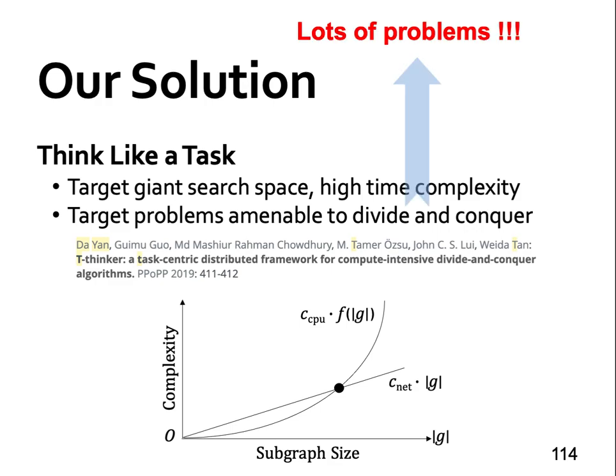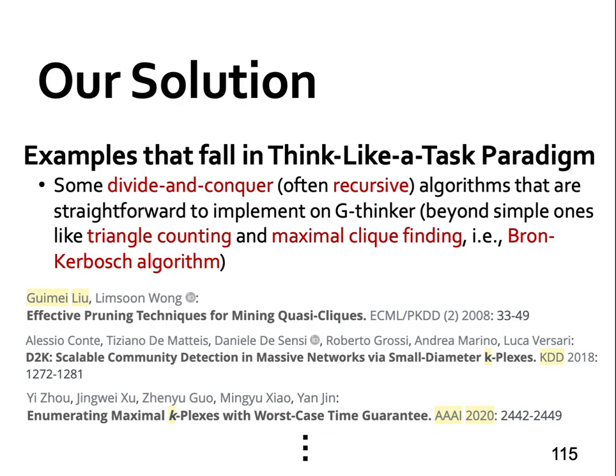There are actually a lot of problems that are amenable to divide and conquer. For example, the algorithms of maximal clique finding and keyword search are both amenable to divide and conquer, and they can be straightforwardly implemented on our G-thinker platform. We have already implemented a clique finding algorithm on G-thinker, and the program got a speedup of over 200 times in our small 16-node cluster.